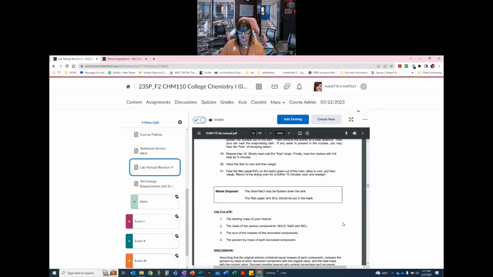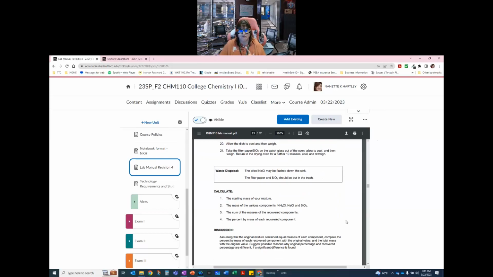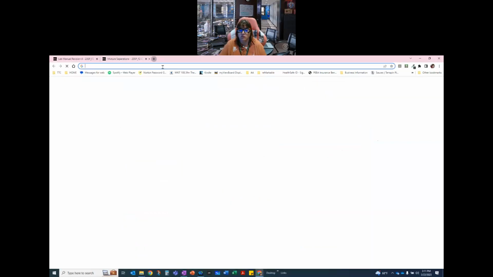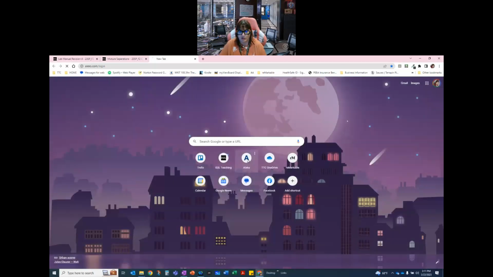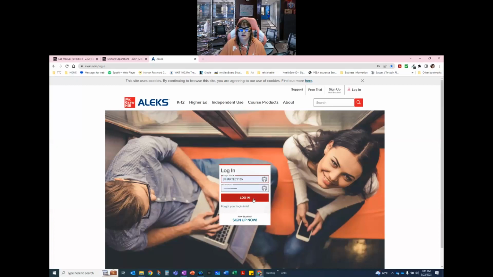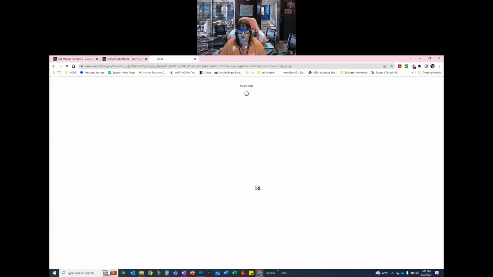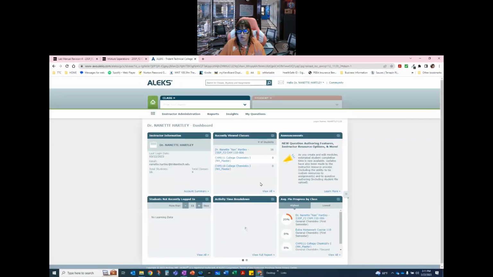Now, questions, comments, problems on any of that? I hope not. Now, in addition to what we're talking about in terms of that mixture separation, in ALEKS, what you'll see is that there is a post-lab for reactions. And this post-lab is a quiz that includes things like balancing chemical equations and matter and units of measure and all the stuff that we've talked about so far.